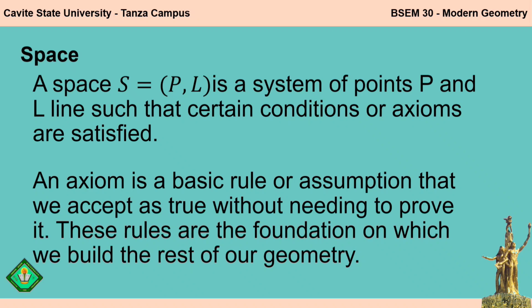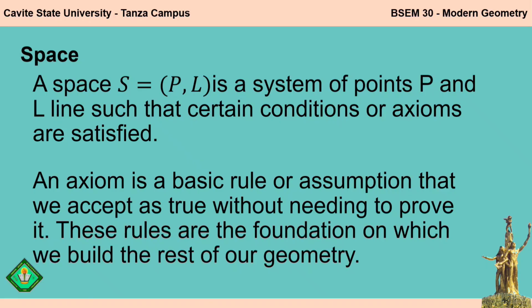Let's begin with the concept of space in geometry. When we define a space using certain rules or properties, called axioms, we're creating a structure. An axiom is a basic rule or assumption that we accept as true without needing to prove it. These rules are the foundation on which we build the rest of our geometry.